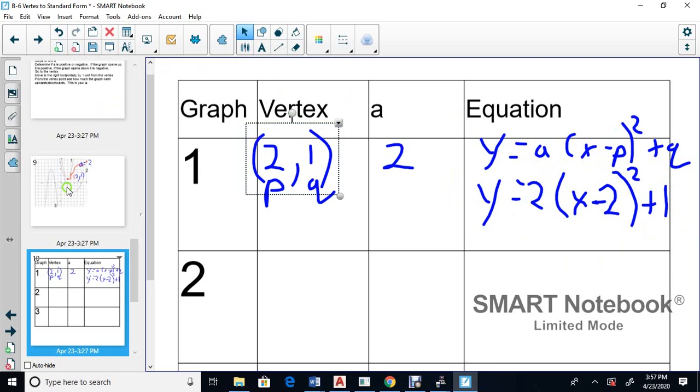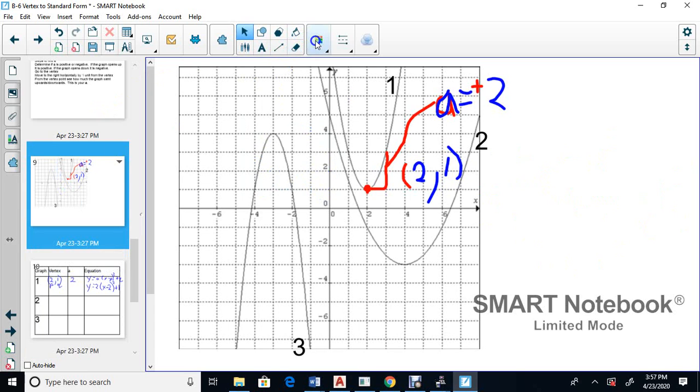Okay, let's go to the next graph. We'll pick a green color with these pens. So let's do everything in green on this graph so you can see. This is number 2, vertex. So here we go. We follow the graph, follow, follow, follow. Well, there's the lowest point. That's our vertex right here.